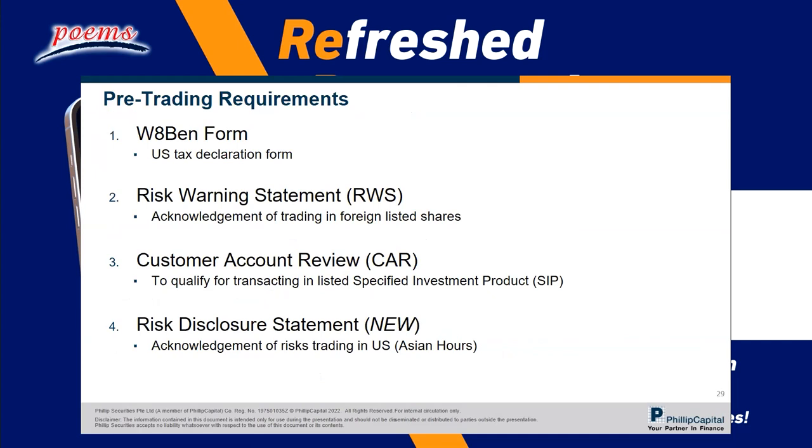So for the pre-trading requirement for the US Asian hour, you need to fill up the W-8BEN form as well as the risk warning and the customer account review. And also the last one will be the risk disclosure statement, for you to understand the risk of trading overseas markets. And for the US market, you need to declare that you are not a US citizen before you are eligible to trade US counters.